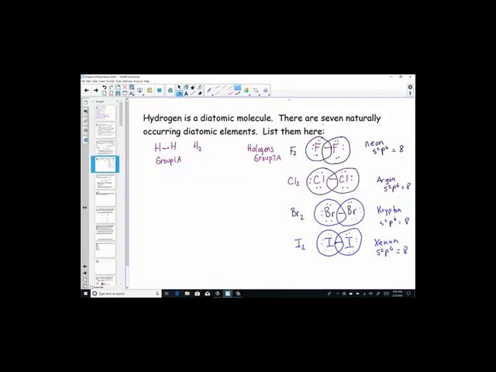We said that there were 7 naturally occurring diatomic elements. We've shown you 5 so far. Let's go to group 6A, and I'll show you the next one. Group 6A, we're going to find oxygen. Now, oxygen is a gas at room temperature, and so when we draw its 6 valence electrons, I'm just going to draw 1, 2, 3, 4, 5, 6. We can clearly see that it is unstable because it does not have its octet.